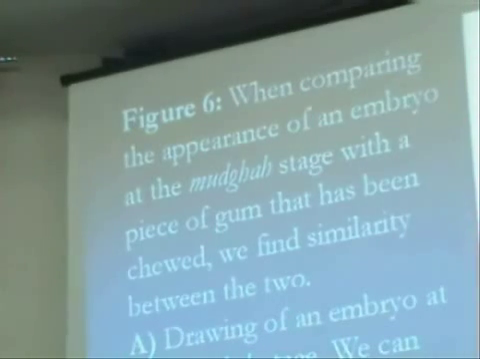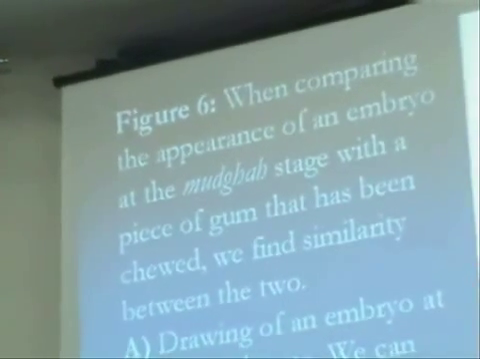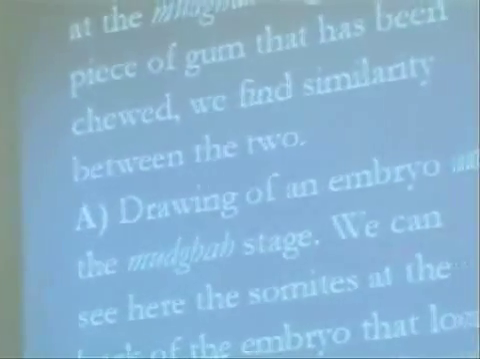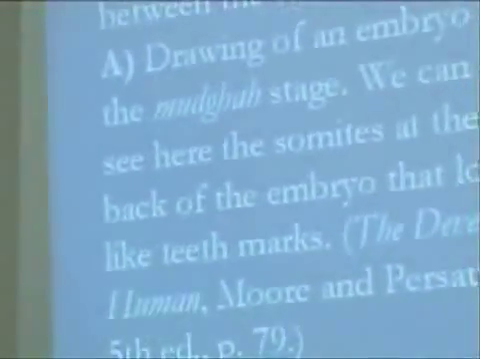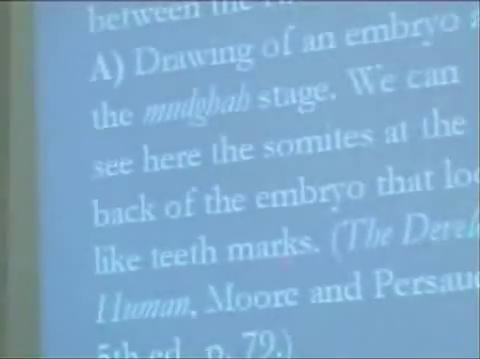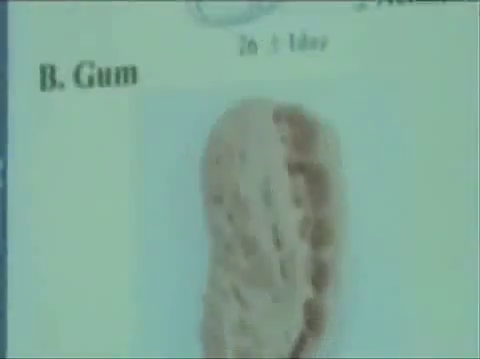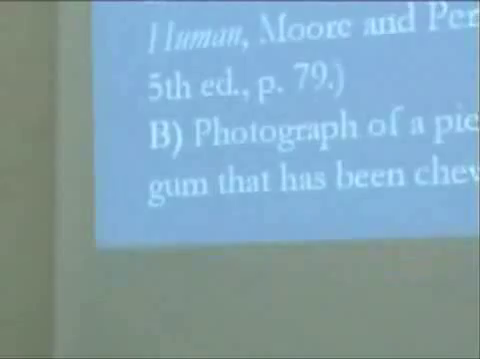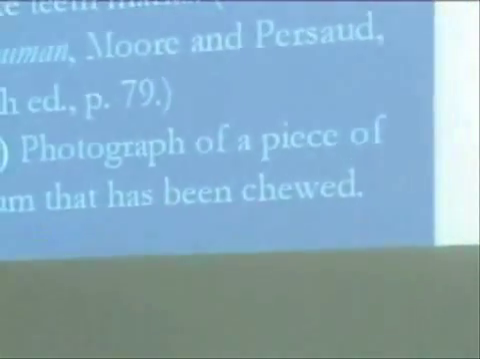Figure A, drawing of an embryo at the mutla stage. We can see here the somites at the back of the embryo that look like teeth marks. This is from The Developing Human, Moore and Persaud, 5th edition, page 79. And B, photograph of a piece of gum that has been chewed.